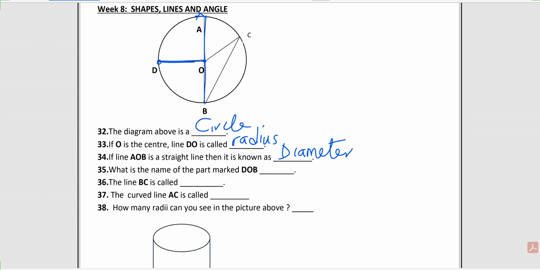Okay. Now, what's the name of the part marked DOB? DOB is a quadrant because it's a quarter of the circle.